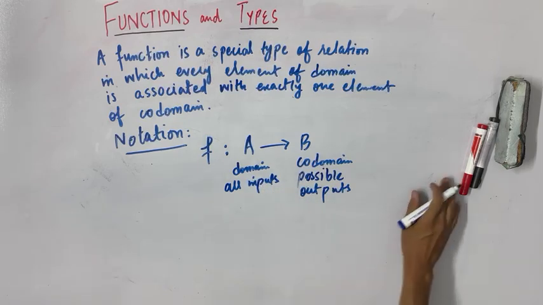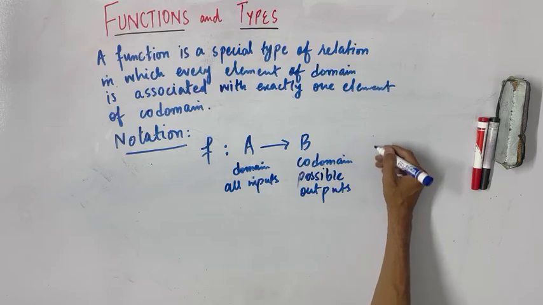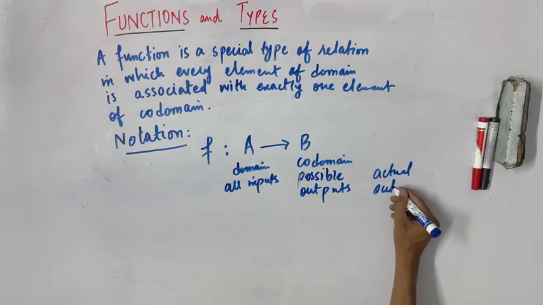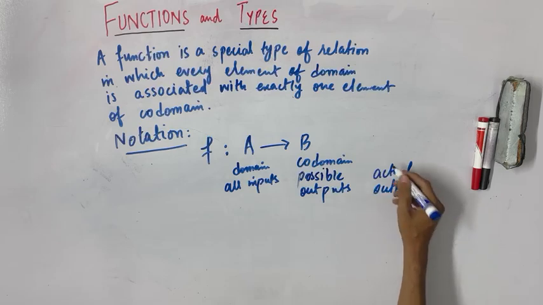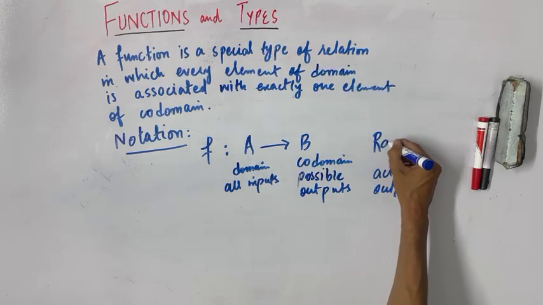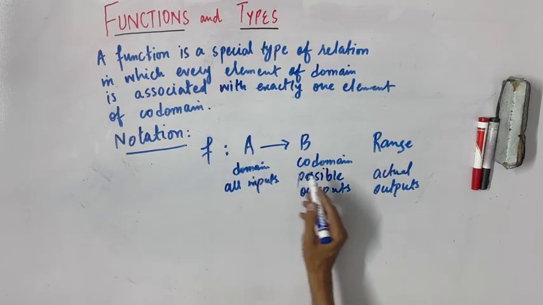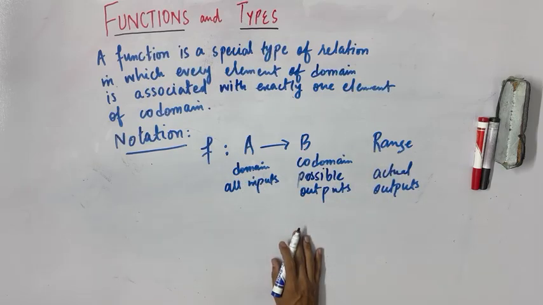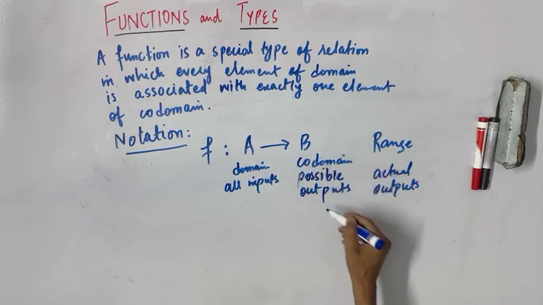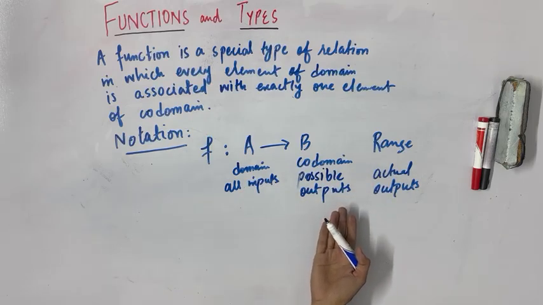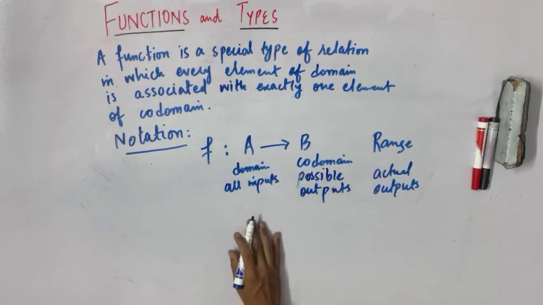So the actual outputs are called the range. These words are important: domain, codomain and range. Sometimes students ignore this word codomain. They think that there is only domain and range, but remember, codomain is also a very important thing in functions.